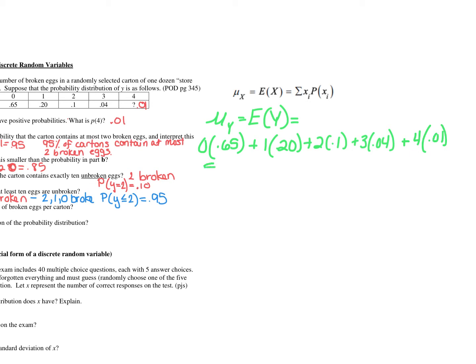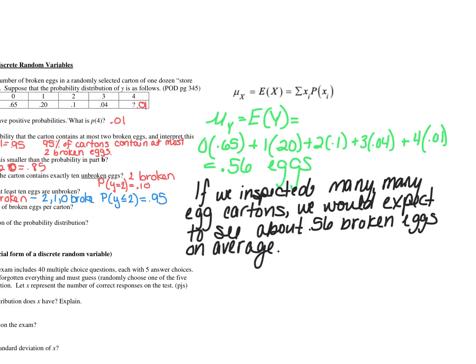And when I type this in, I get that my expected value would be equal to 0.56 eggs. I'm going to remind you of what that would interpret to. It means that if we inspected many egg cartons, we would expect to see about 0.56 broken eggs on average.